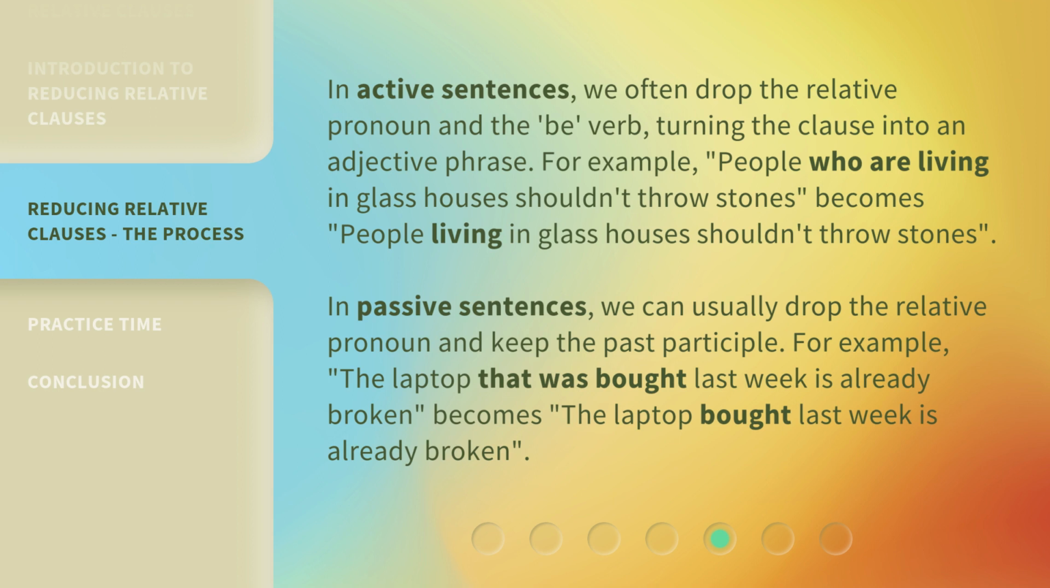For example, people who are living in glass houses shouldn't throw stones becomes people living in glass houses shouldn't throw stones. In passive sentences, we can usually drop the relative pronoun and keep the past participle. For example, the laptop that was bought last week is already broken becomes the laptop bought last week is already broken.